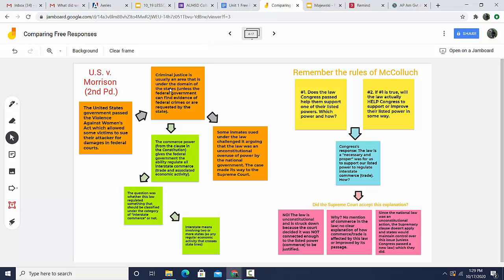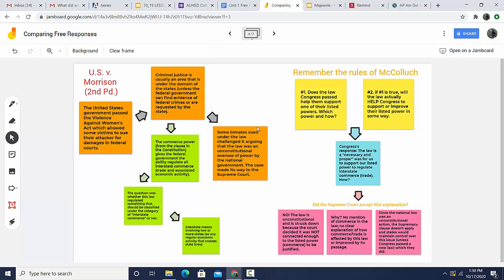All right. So, some of the inmates that were sued under this law challenged it, and they argued, wait a minute, this law is unconstitutional. It's an overuse of the national government's power. And the case made it all the way to the Supreme Court. What these inmates argued is, this law isn't connected to commerce. The government is going to try to use commerce as the reason why they should be allowed to pass it. But we just don't see how allowing crime victims to sue their attackers is in any way improving or supporting the government's ability to regulate commerce or economic activity. And so it goes to the courts.